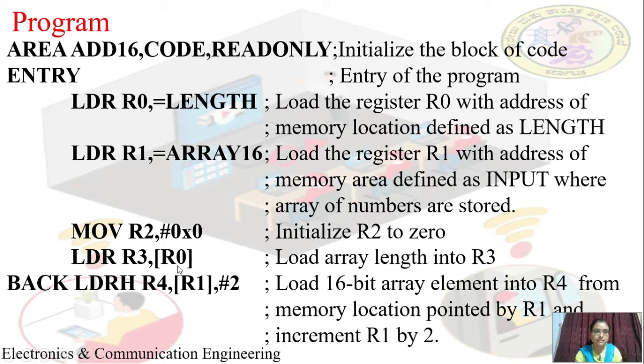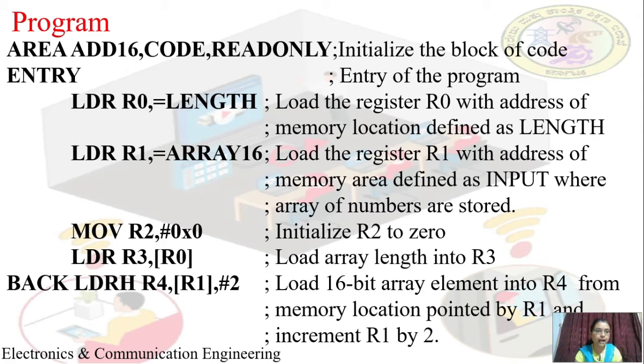So next, LDR R3, [R0]. This indicates that the content at R0 is moved to the register R3, where R0 is used to point to the length of the array. Whatever value we have defined in that memory location is moved to the register R3. In this program, we are going to give an array length of 4. So R0 will point to the memory location where 4 is stored, and that 4 is moved to the register R3.